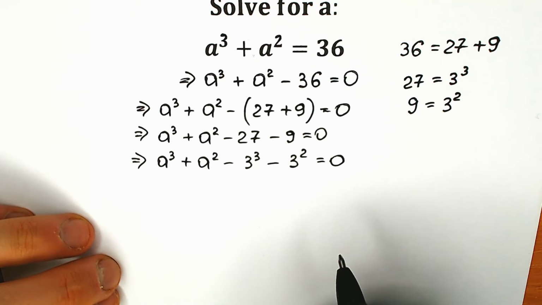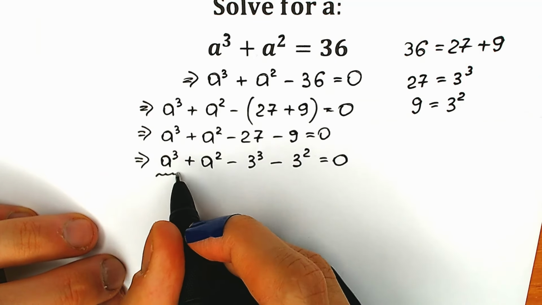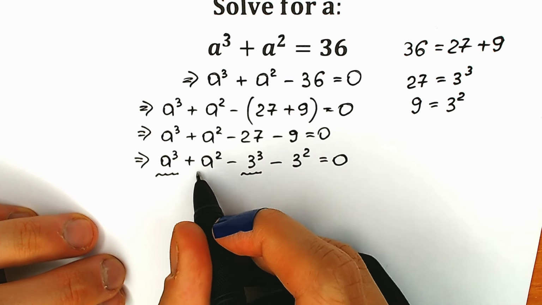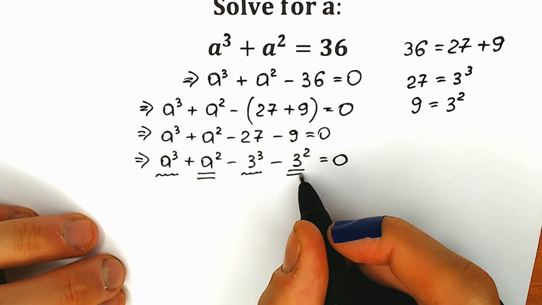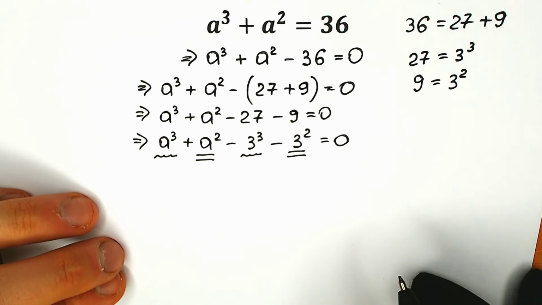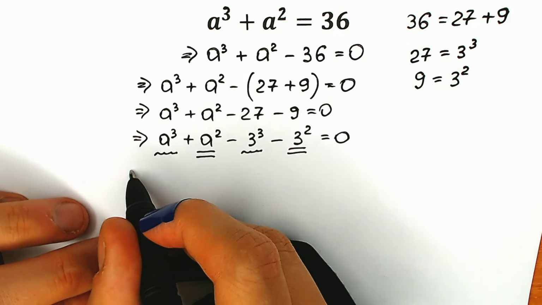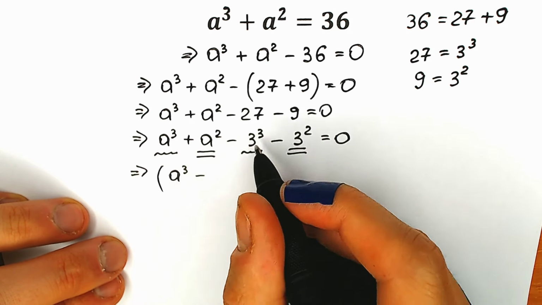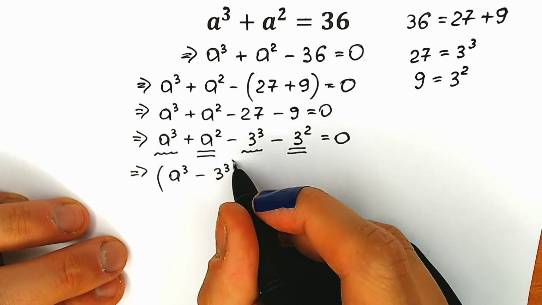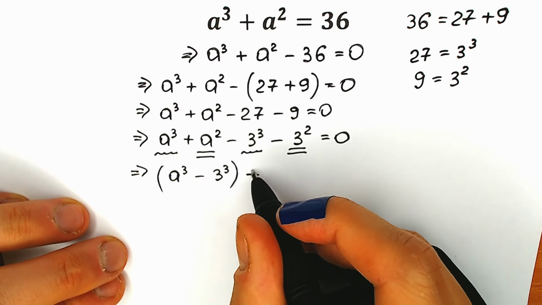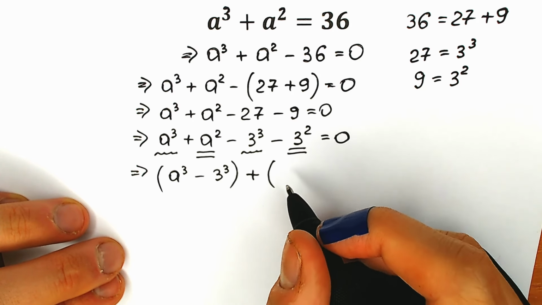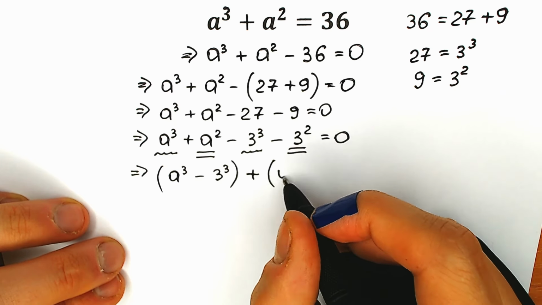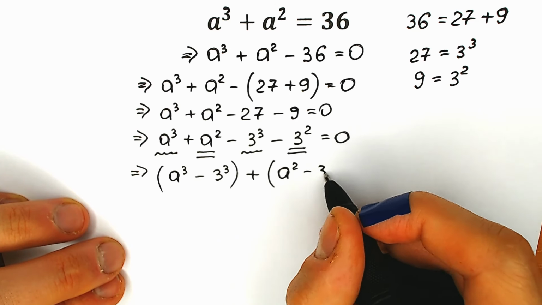Right now, we have a cube and we have 3 cube, and we have a square and we have 3 square. So let's group these elements. First of all, let's group our cubes. So we have a cube minus 3 cube in parentheses. This is our first group. And we have plus, in other parentheses, the difference of squares, so we have a square minus 3 square.